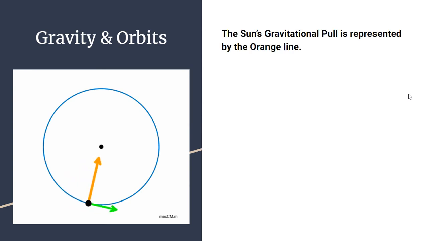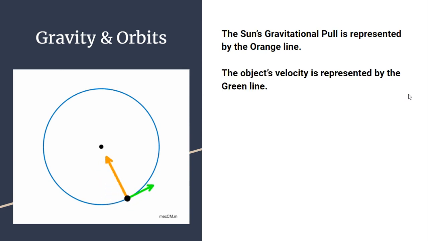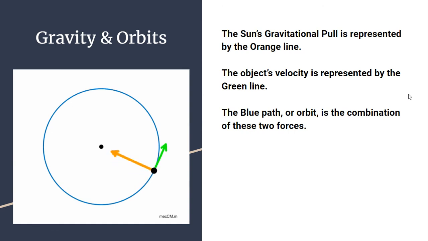The orange line is showing the pull of gravity. The green line is showing that original direction it would be traveling. And then the blue is the combination of the two. That's the orbit or the path. Just as we learned in Newton's laws, forces can either add or act against each other. In this case, the combination of those two forces ends up creating that circular orbit.